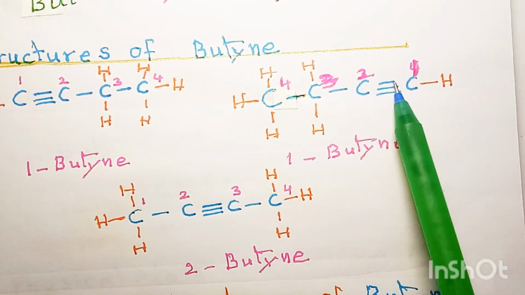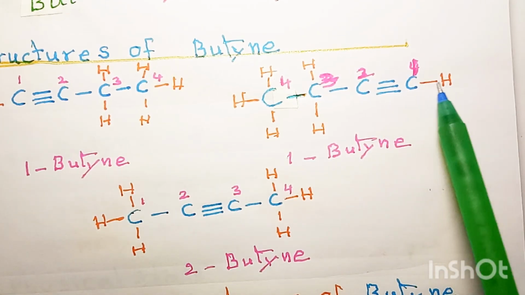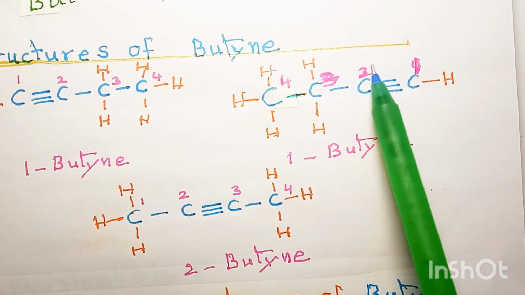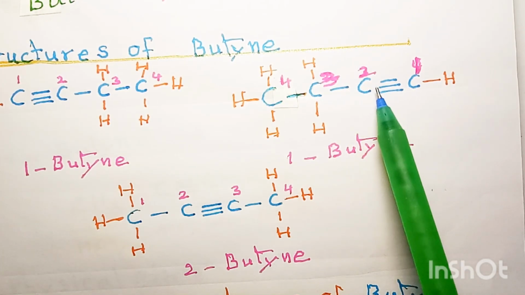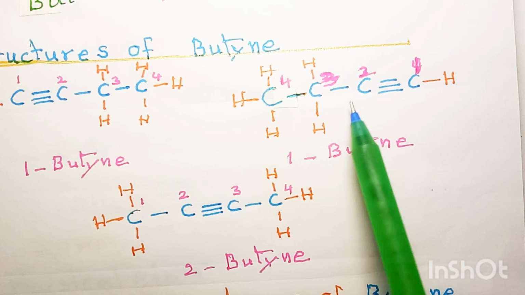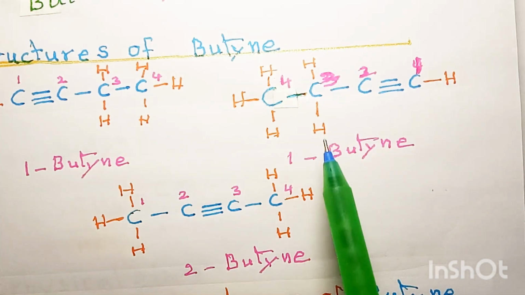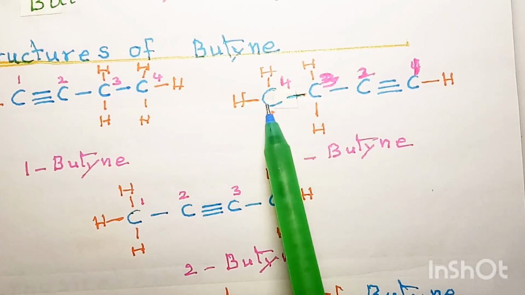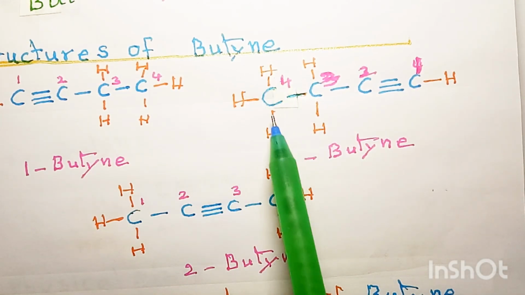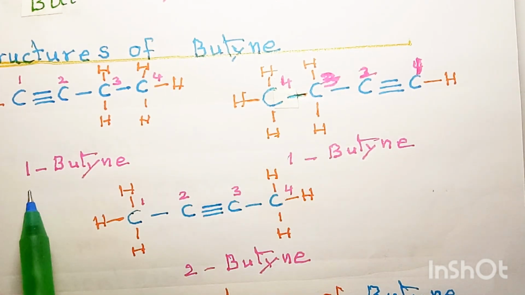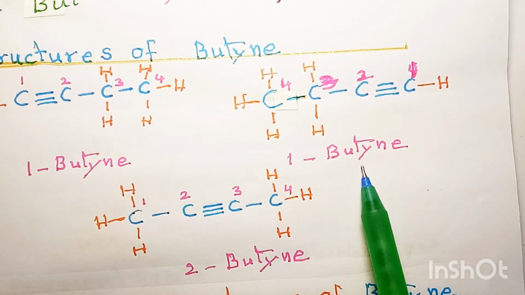First carbon and second carbon have a triple bond. First carbon has a hydrogen atom attached to it. The second carbon has no hydrogen atoms attached, because it already has 3 plus 1, 4 bonds. The third carbon has 2 hydrogen atoms attached to it. The fourth carbon has 3 hydrogen atoms attached to it. It is nothing but the reverse of the first structure. So this is also 1-butyne.